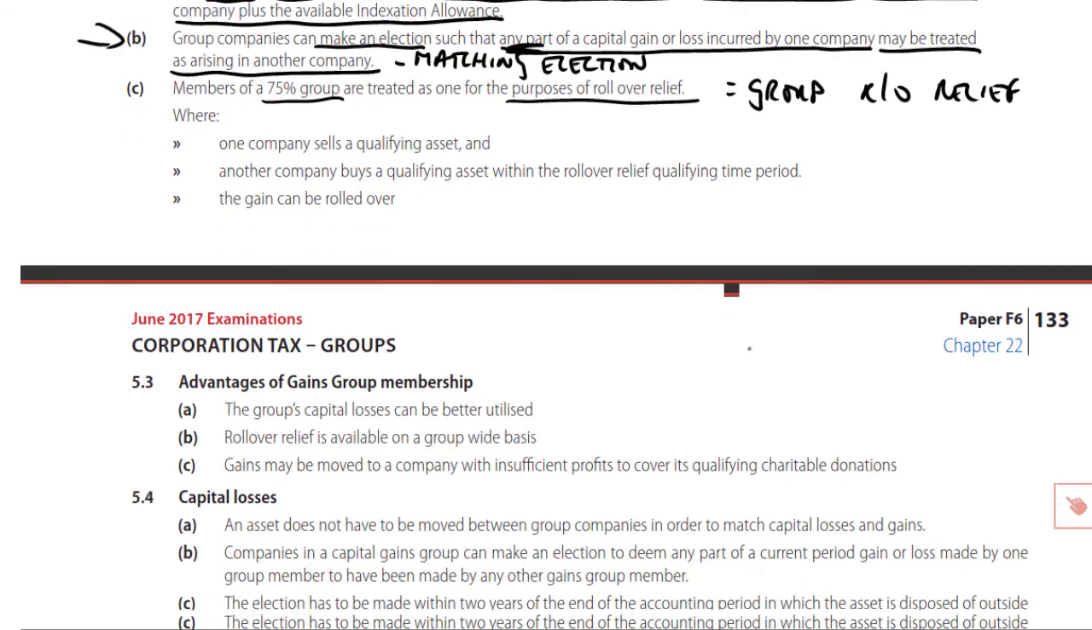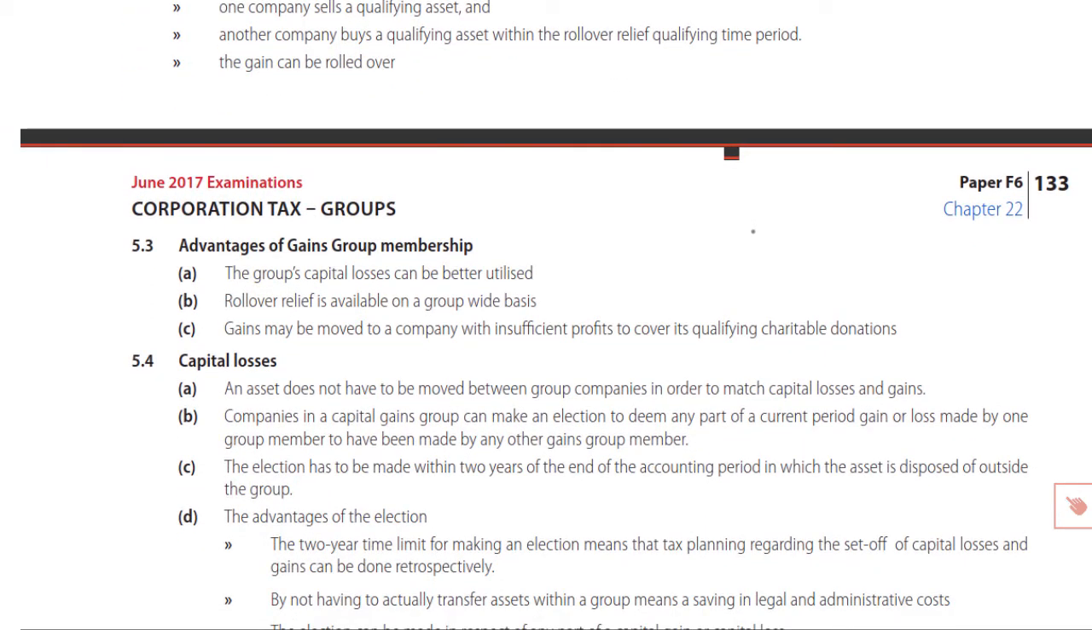Advantages of the gains group membership, as we've just said: the group's capital losses can be better utilised. We ensure that we don't end up with an unused capital loss in one company while paying tax on gains in another. Rollover relief is available on a group-wide basis. It doesn't have to be the same company doing both the selling and the buying. Gains may be moved to a company with insufficient profits to cover its qualifying charitable donations. So again, something can be done here to get a better use of deductions that apply from profits.